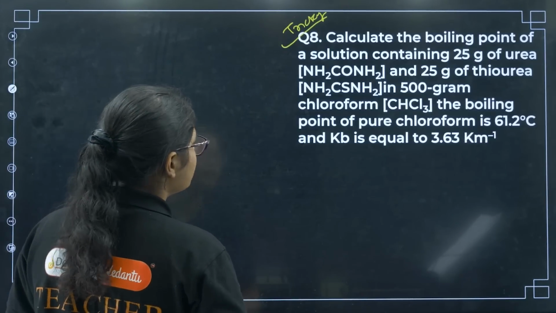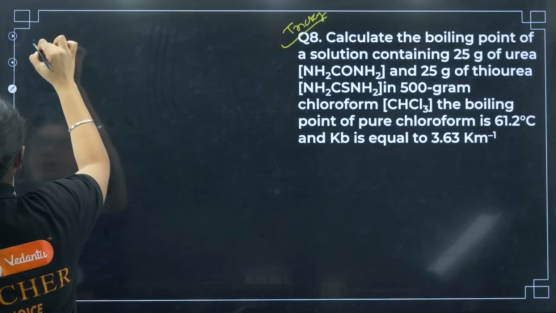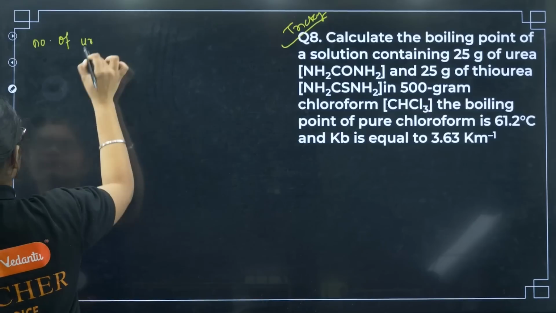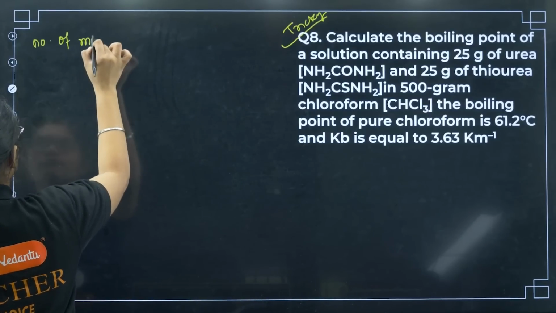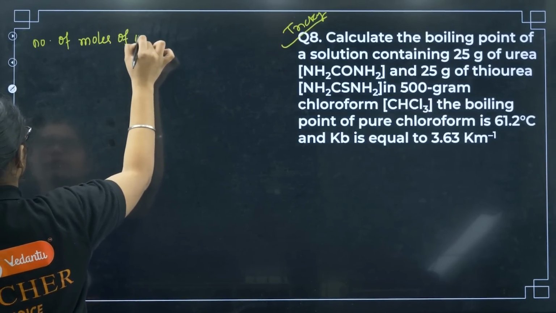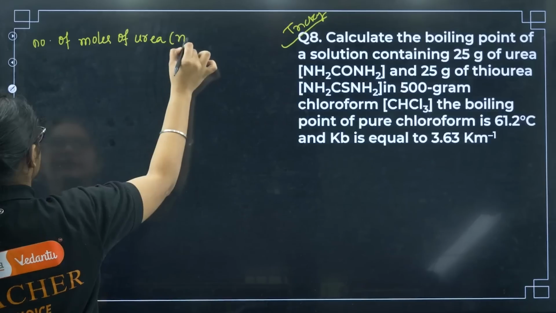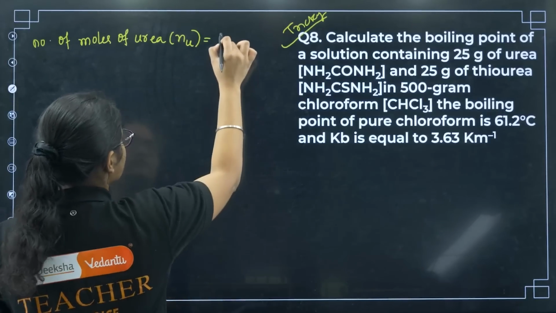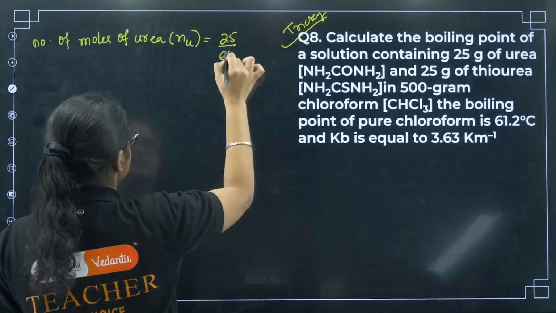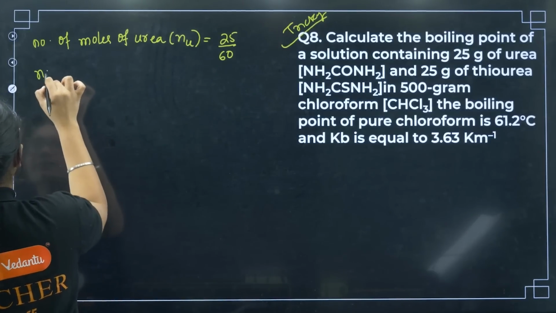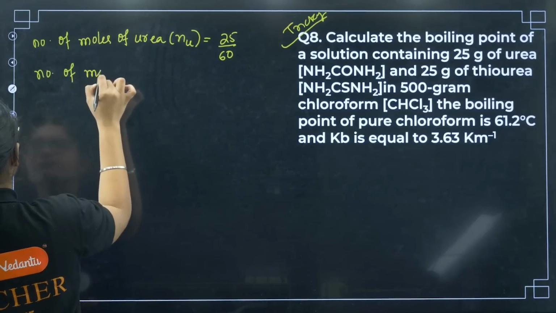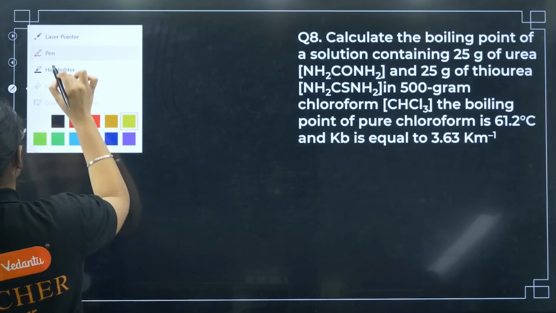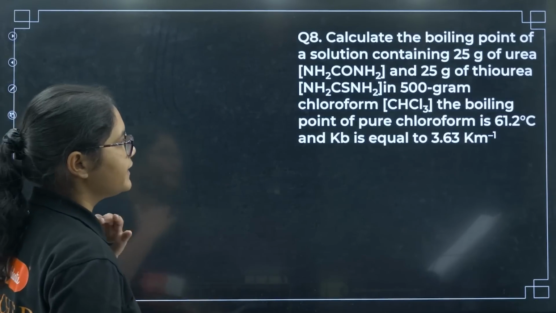So first I will write number of moles of urea, which is equal to given mass by molar mass, so 25 by 60, okay. Next I will write number of moles of, okay, before that we should mention what all things are given, right? I forgot to do that.